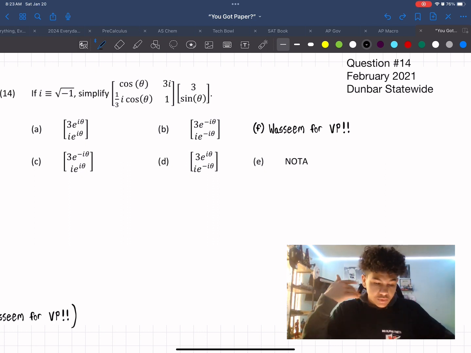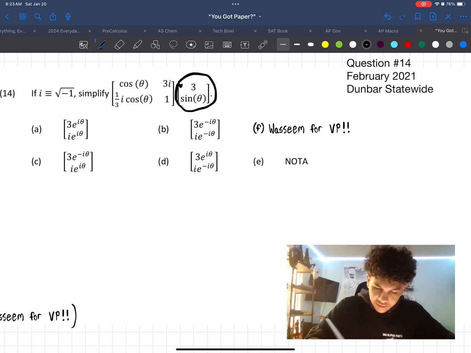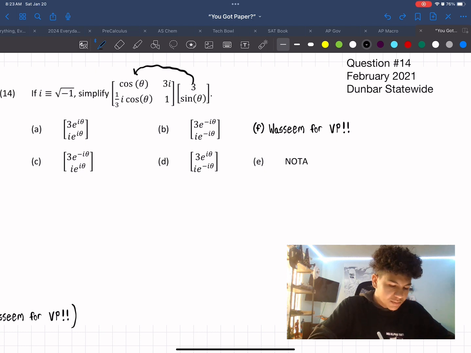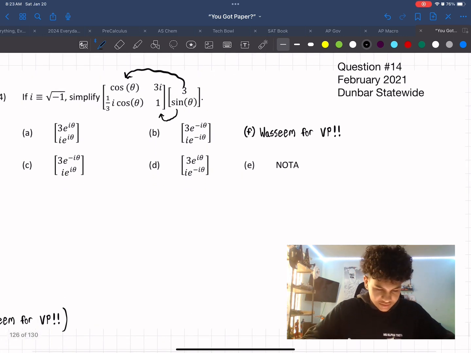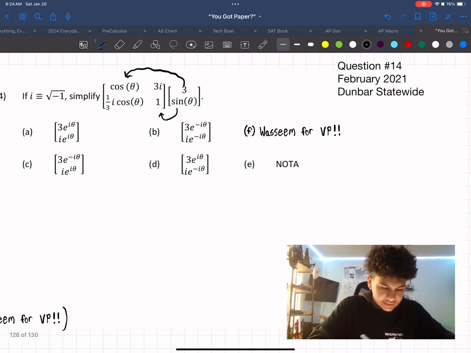And the way I choose to remember this and how to simplify it, well, you're going to end up with this same kind of matrix. And I just remember it as the top number gets multiplied by everything on the left, and the bottom number gets multiplied by everything on the right, and then you rewrite it as the smaller one. So let's apply that. Let's start with this 3 times everything on the left.